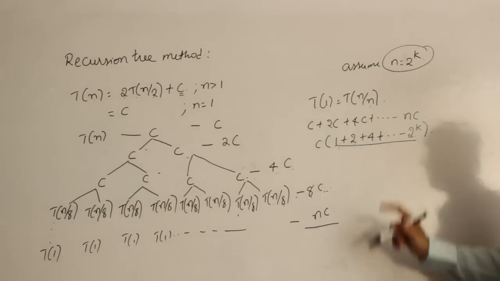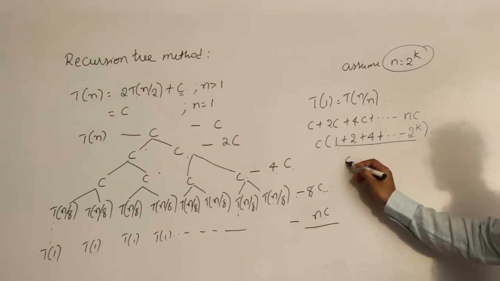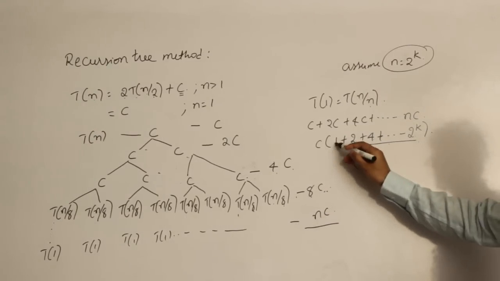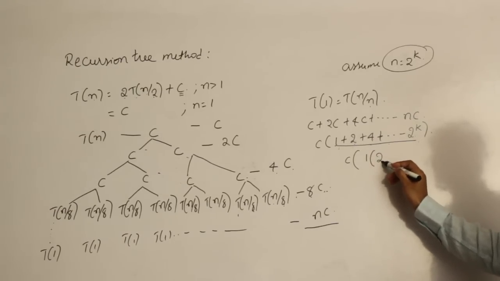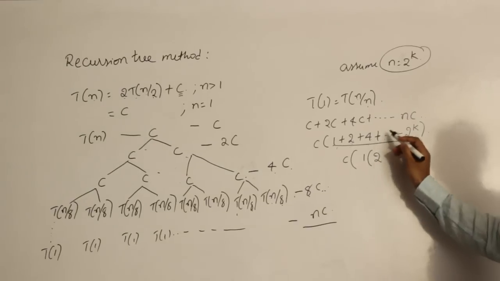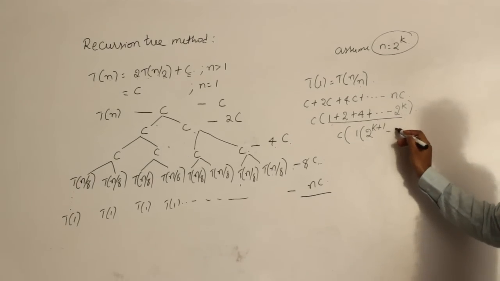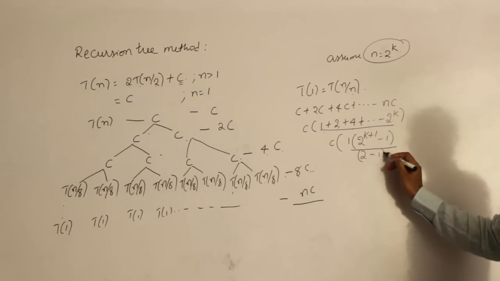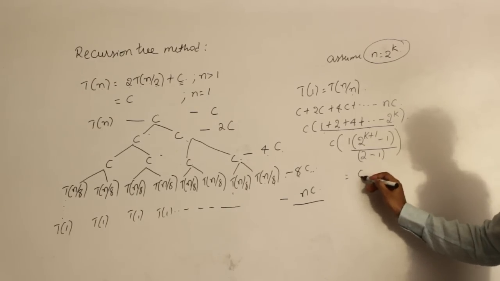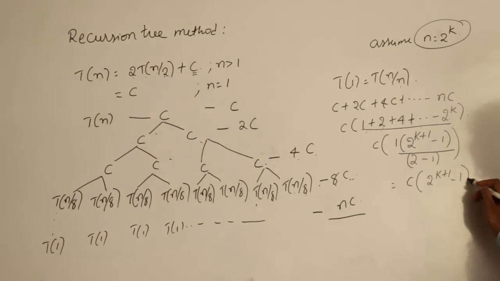Therefore, the total number of terms is k plus 1 and the common ratio is 2. Then what is the formula for this? A into, what is A? The initial term, A into R power the number of terms, minus 1, divided by R minus 1. Here the number of terms is k plus 1, so that is C into 2 to the power k plus 1 minus 1.